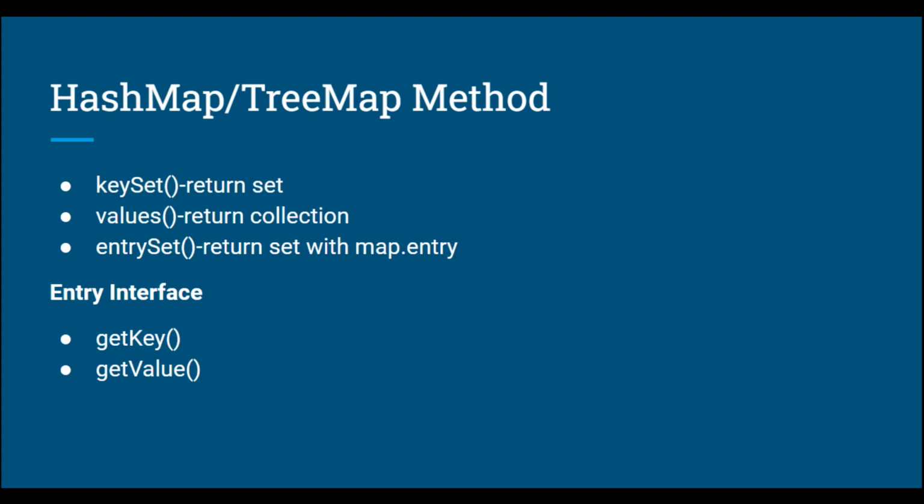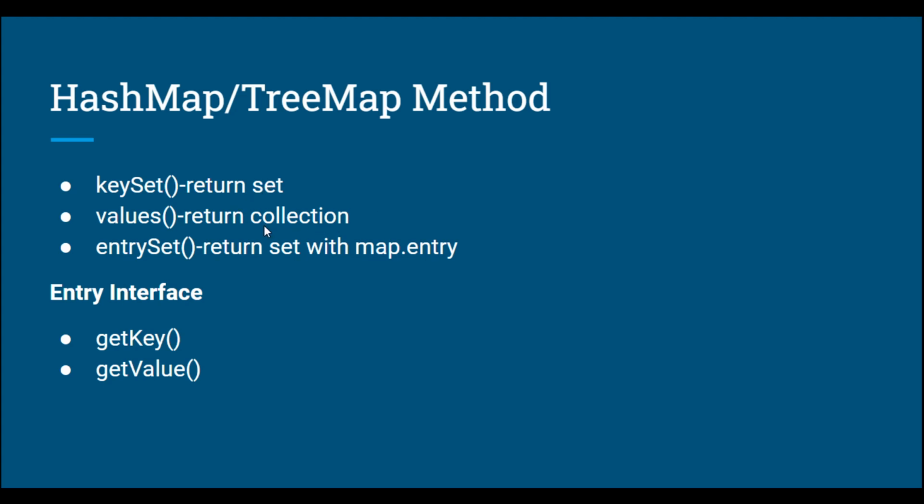And the second one is values. If you want the values only, it will return a collection, because in the values we can insert duplicates, so we are not assured they are unique. That is why it will return a collection format. And if you try to use a set, it will not store the duplicates.